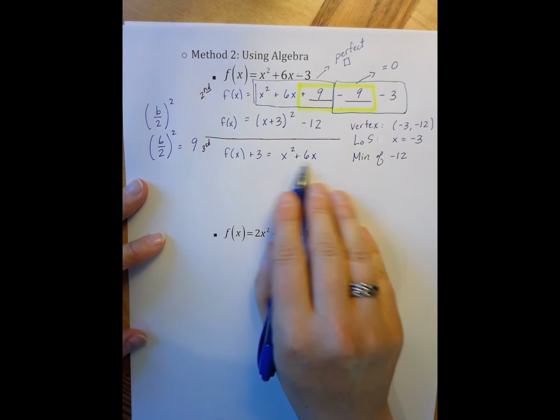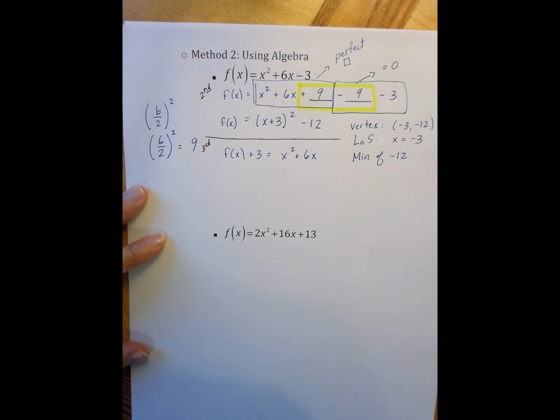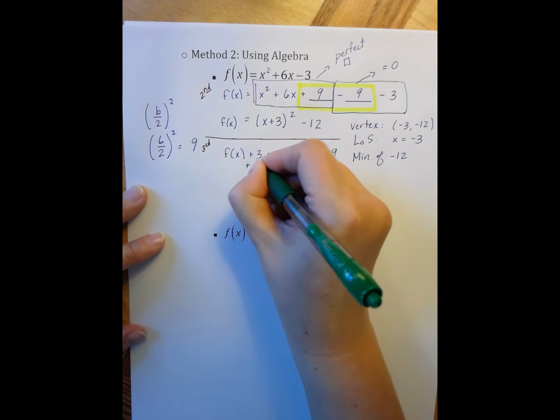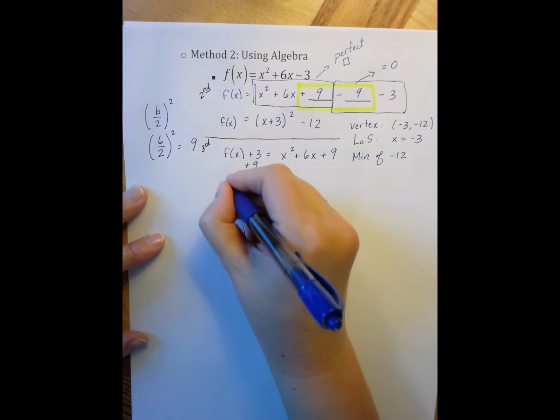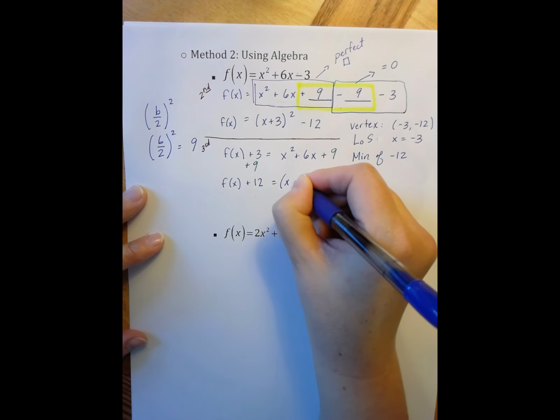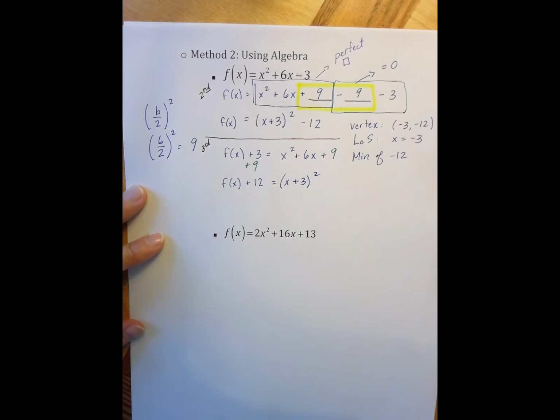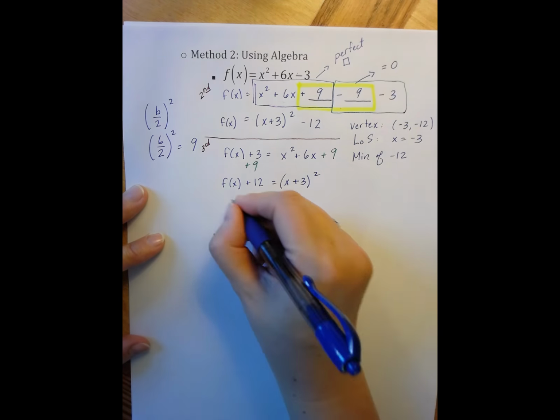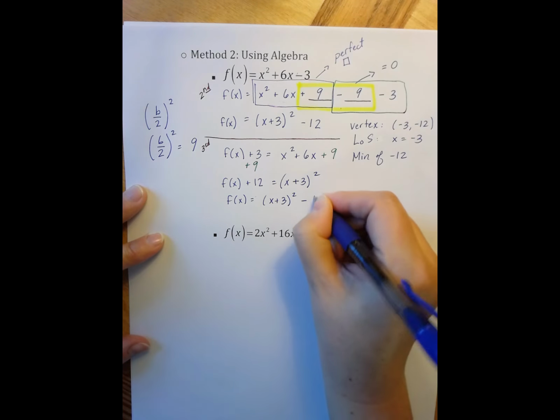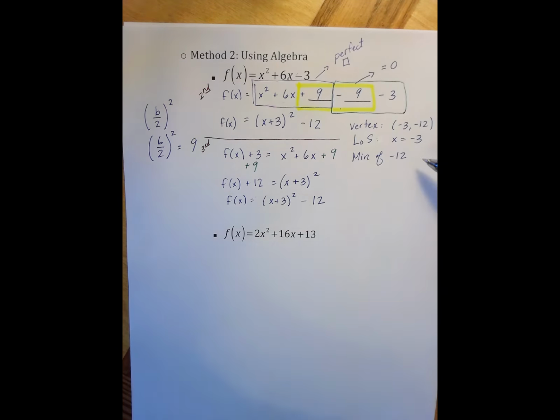I'm then going to complete the square here, which means I'm going to be adding 9 here. But remember, if I add 9 to one side of the equation, I also have to add it to the other side, which means I have the equation f of x plus 12 equals x plus 3 quantity squared. And the last thing I need to do to make it look like vertex form is to simply move my 12 over. So f of x equals x plus 3 squared minus 12. And obviously my vertex, line of symmetry, and minimum are going to be the same.